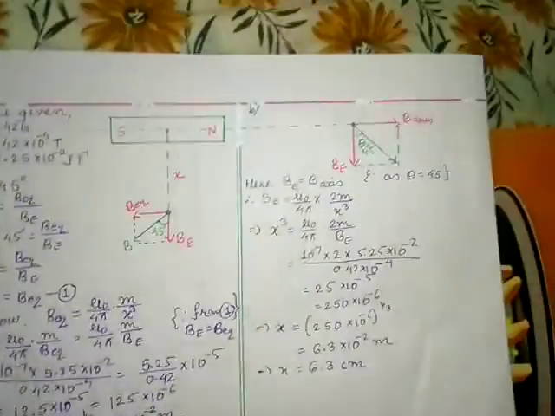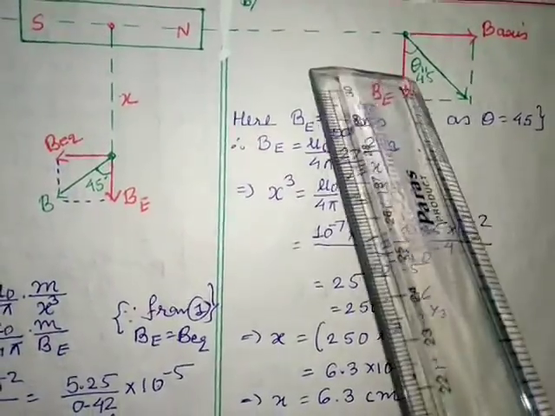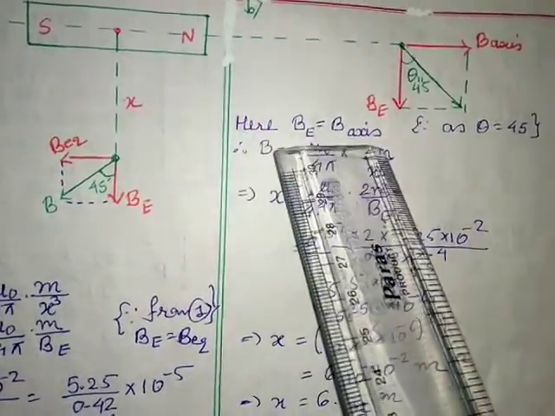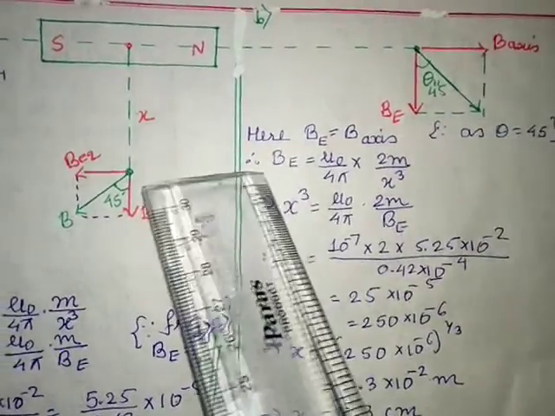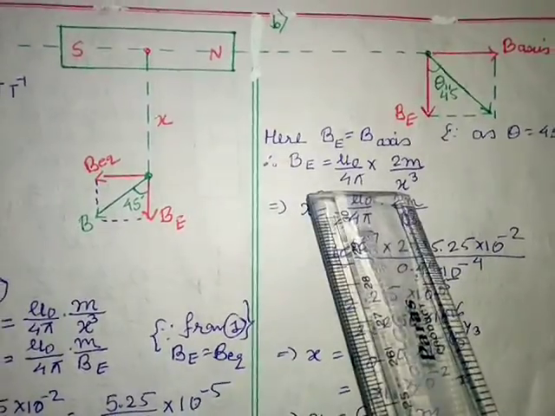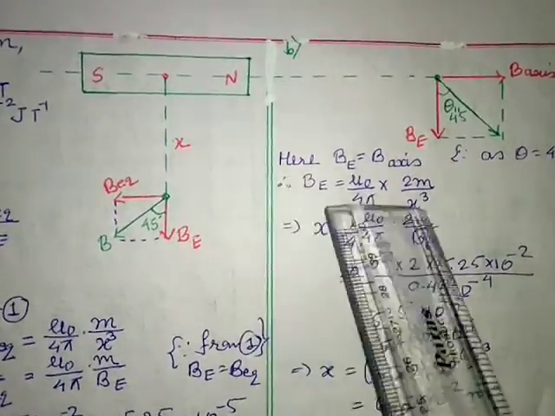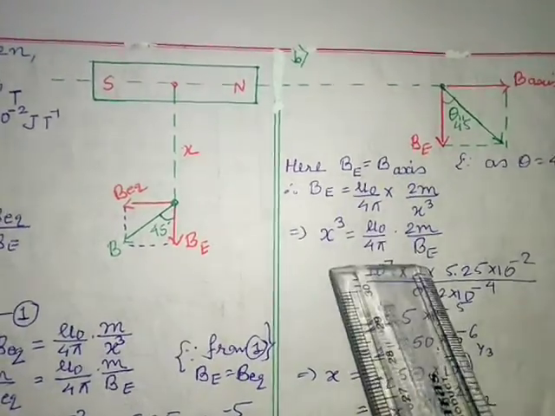Now part B, on the axis. Here also, since theta is 45, BE is equal to B axis. So BE value is, this is the formula, mu naught by 4 pi into 2m divided by x cube. Interchange x cube and BE. So x cube is equal to mu naught by 4 pi into 2m by BE.